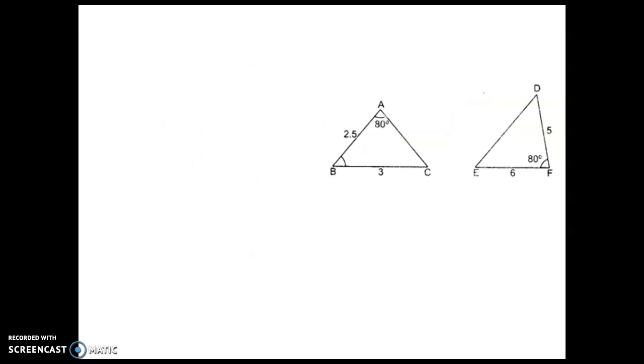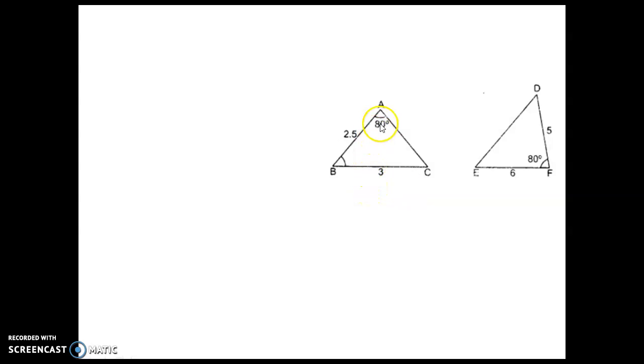Then only we can say it is similar. The next diagram, this one, is very similar to the previous problem, but one difference is there. See, 80 degrees here and the two sides are here. If this angle is given, then we can find out like the previous problem.